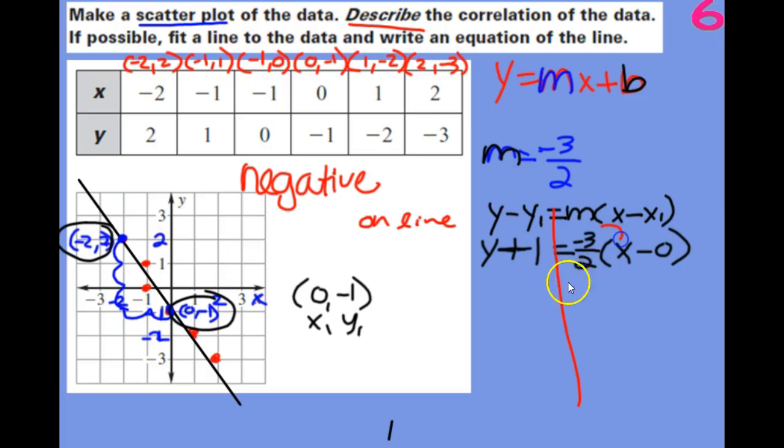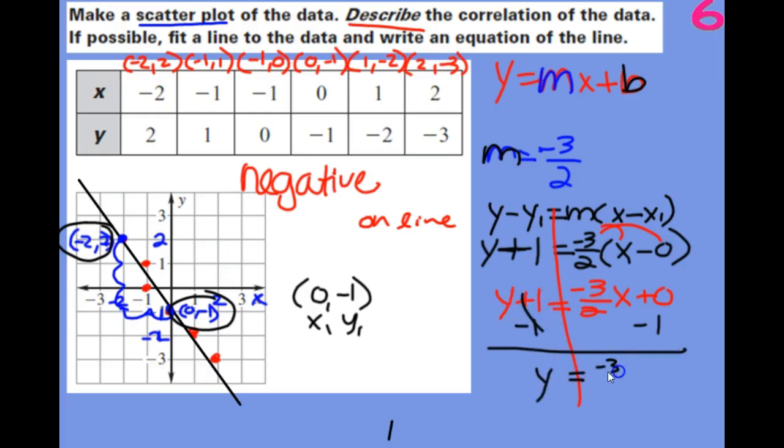So if we solve this, distribute, -3/2 times x is just -3 over 2 x. -3 over 2 times 0 is just 0. And over here we have y plus 1. So we want to get y by itself, subtract 1. Our equation would be y equals -3 over 2 x, and 0 minus 1 is -1. So this equation is what we're looking for. And this one we could have actually looked for 0, comma b, but we are following this procedure. But yes, this would have worked as well.